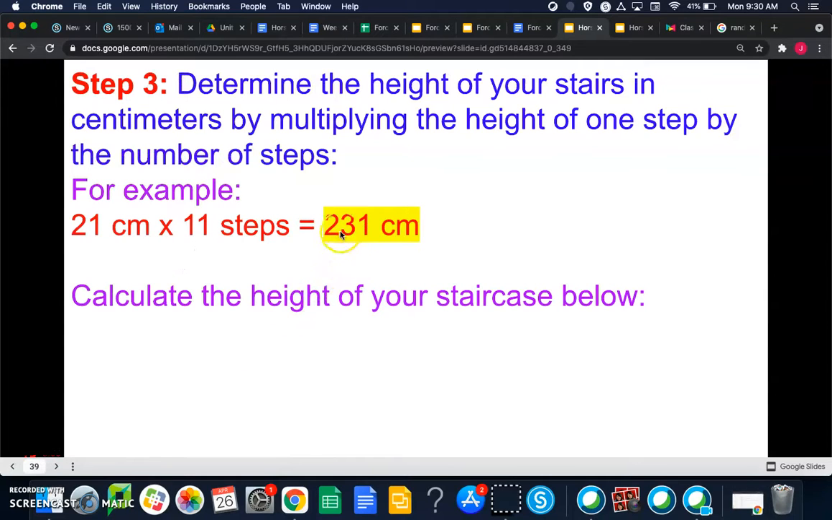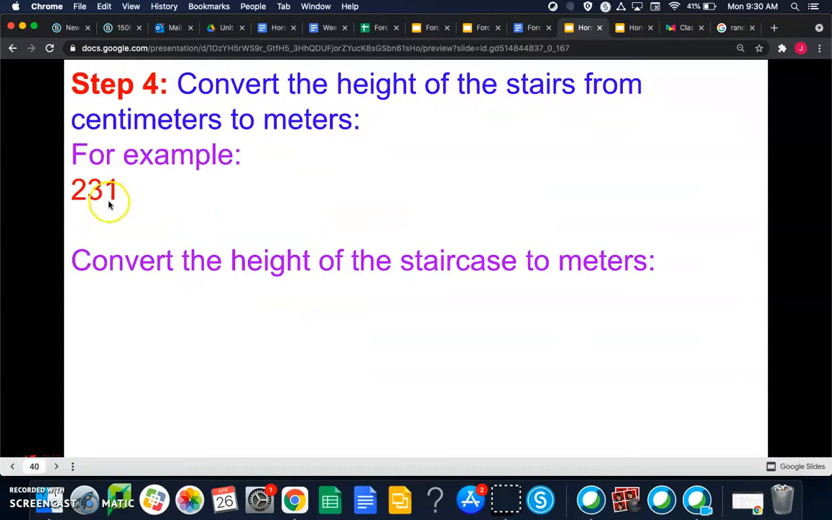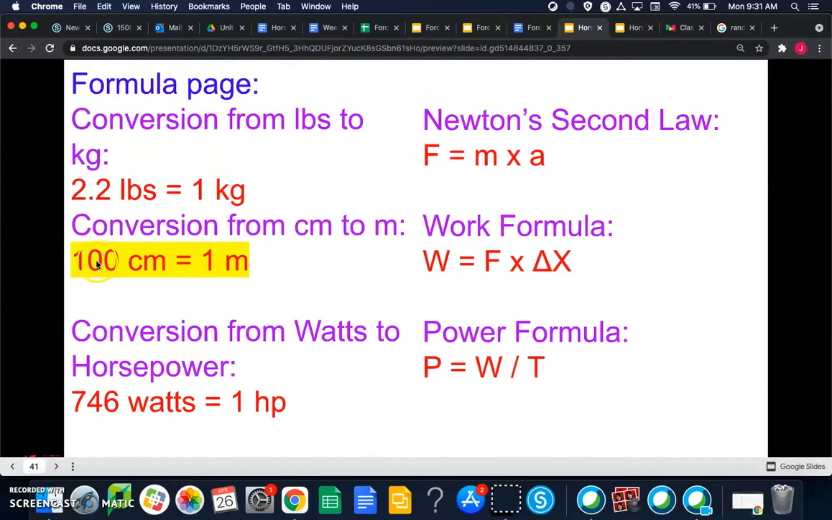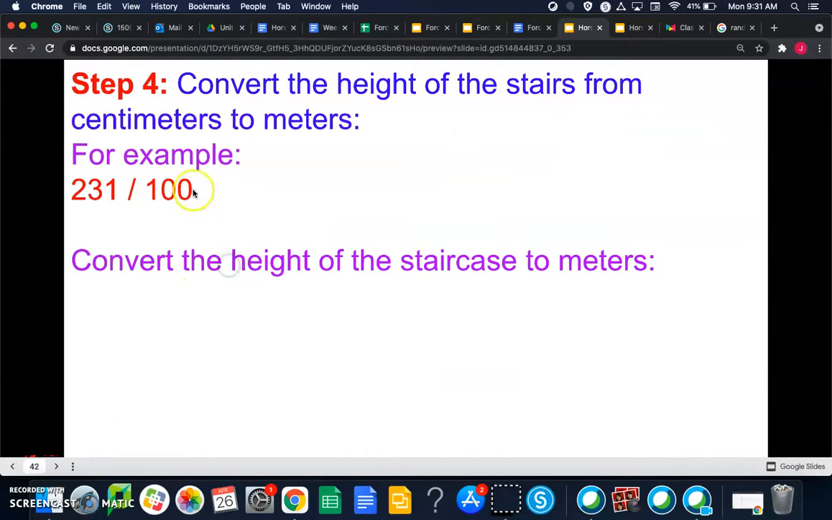You need to start by taking the height of your steps. For me, it was 231. For you, it'll be a different number, but you're going to write 231 up here in the example. And then we're going to use this conversion. There's 100 centimeters in a meter, so we're going to divide by 100. And that's going to tell me that my staircase is 2.31 meters tall. So you're going to do the same thing down below. Take your answer from step 3, divide by 100 to convert it to meters.